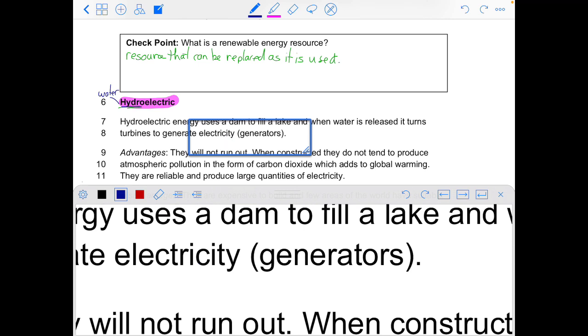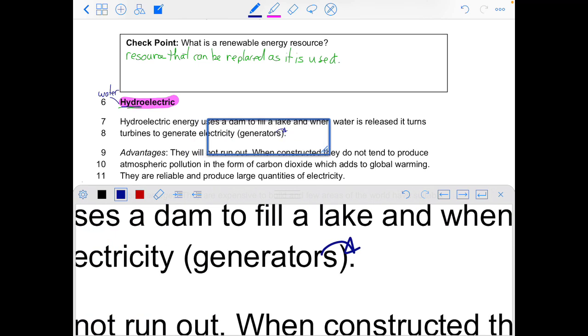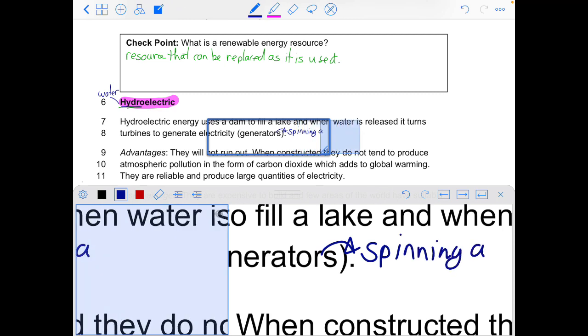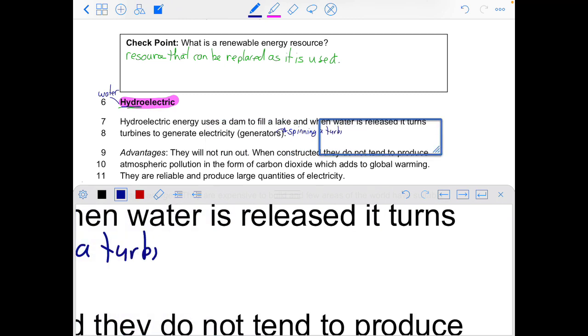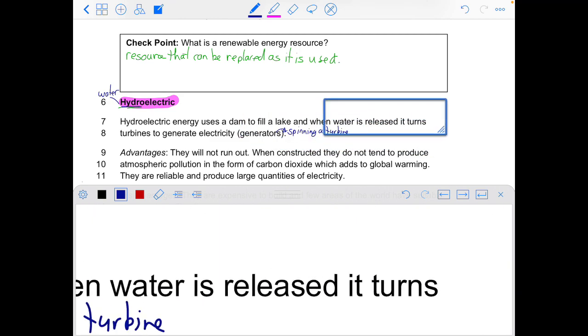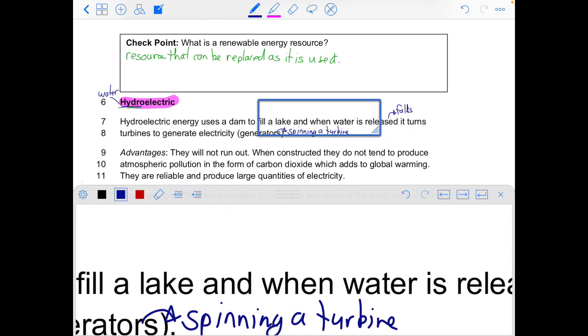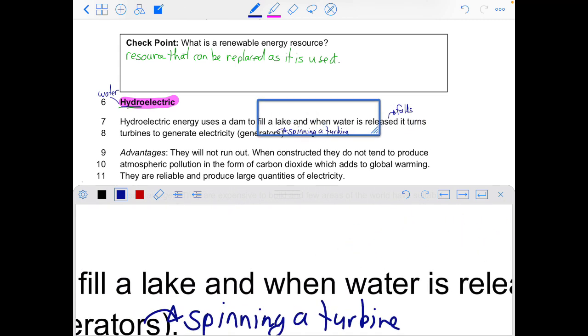So most electricity, or a generator, works by spinning a turbine. So we can use falling water to fill a lake, and when water is released or when it falls, it can spin that turbine. So this works either with a dam in a lake or where there's already a waterfall, it will also work.